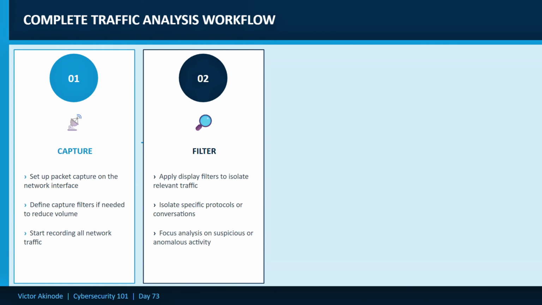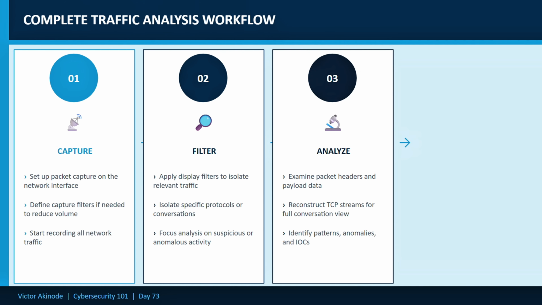The second step is filter, and here we are applying display filters to focus on relevant traffic. We are isolating specific protocols or conversations, and we are focusing on suspicious activity. And the third step is where we analyze, and here we are examining packet headers and payloads.